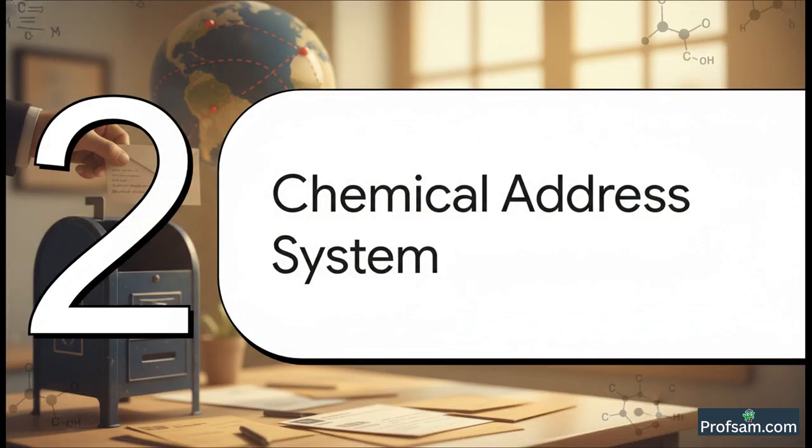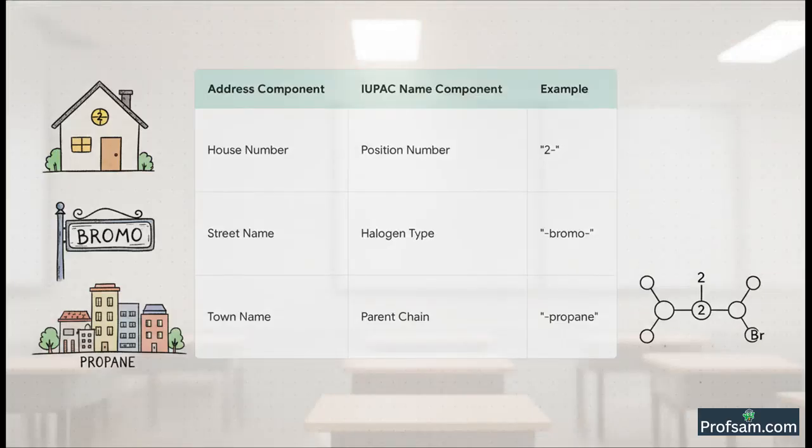Okay, I know what you might be thinking. All these rules can feel a bit much. So, to make it really simple, let's use an analogy. Let's forget chemistry for a second and think about something we all use, a simple postal address. And you'll see how well this works. Look at this. The position number, that 2- part, is like the house number. It tells you the exact location.